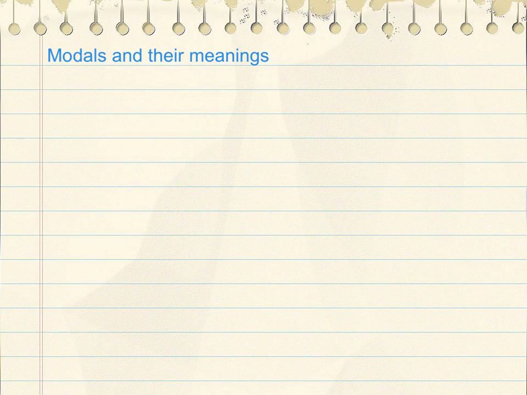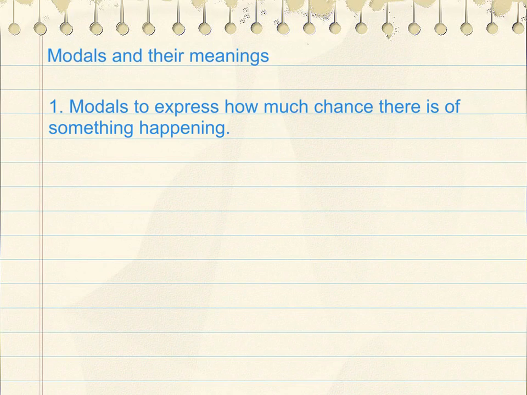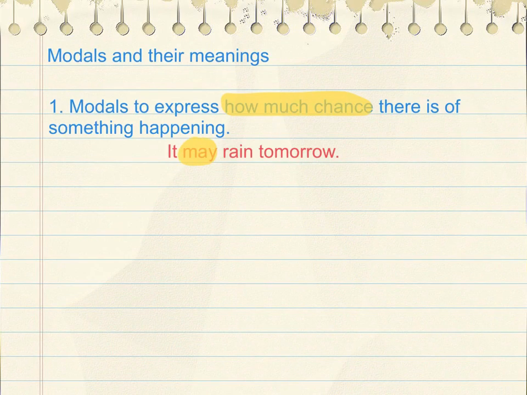Modal verbs can also have a lot of different meanings, and I'm going to now divide these meanings into two main groups. Group number 1. Modals to express how much chance there is of something happening. One example of that would be, it may rain tomorrow. Here, may is used to describe what the chance is of it happening. And here the chance is somewhere in between a high chance or a low chance.